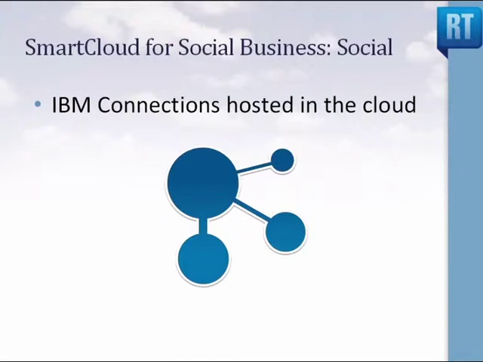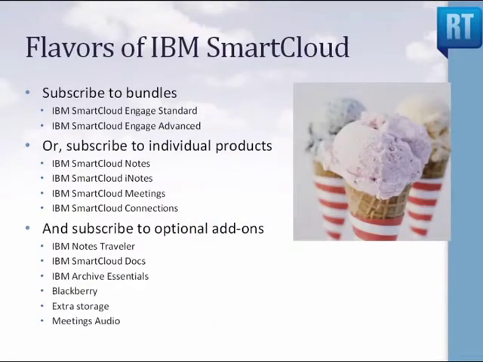And the last of the 4 services is social, and specifically that is IBM Connections hosted in the cloud. IBM Connections is IBM's category-leading social software. It's been in the Gartner Magic Quadrant now for 5 years running, and we're going to talk a lot more about it in just a little bit here. But before we get into that detail, let's talk about how you can take advantage of these services.